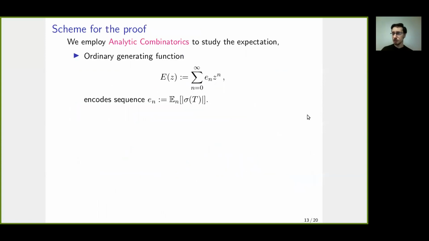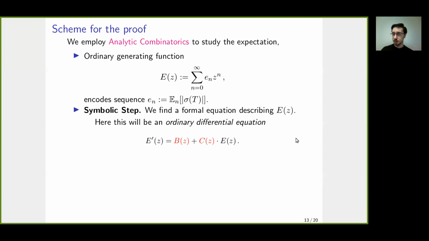So let's look a bit at the details or the ideas behind the proof. For the proof, we employ tools from analytic combinatorics. Our object of interest is going to be the ordinary generating function of the expected size after reduction. So here, T is a random BST-like tree with n nodes. We reduce it and we count the number of nodes. And so that's E of n, the expected number after reduction.